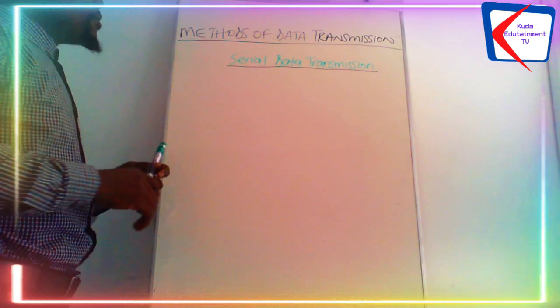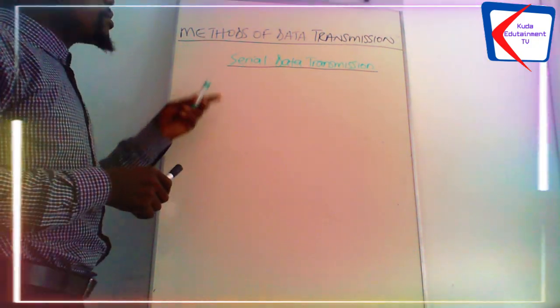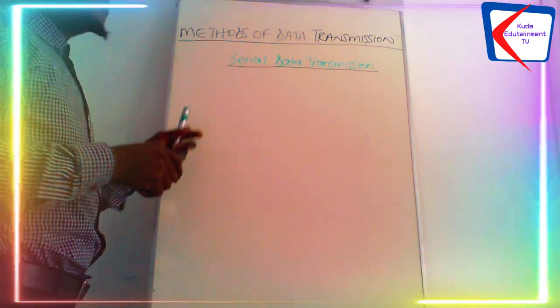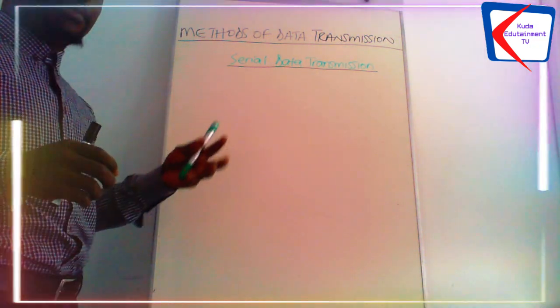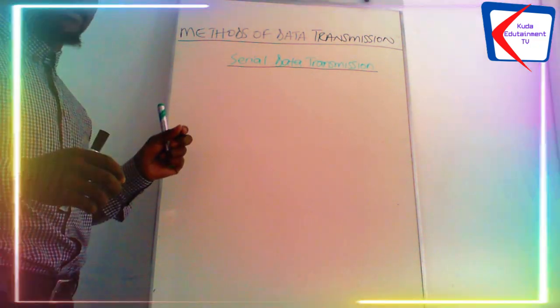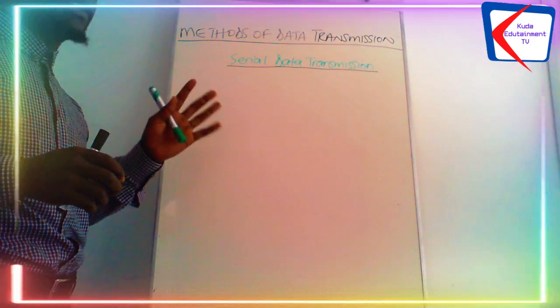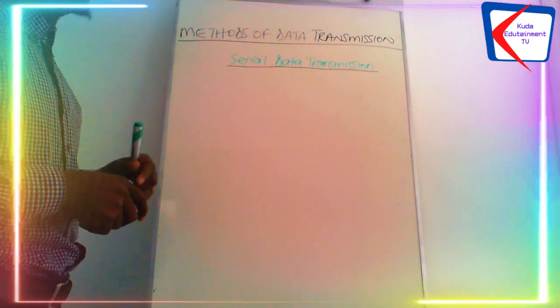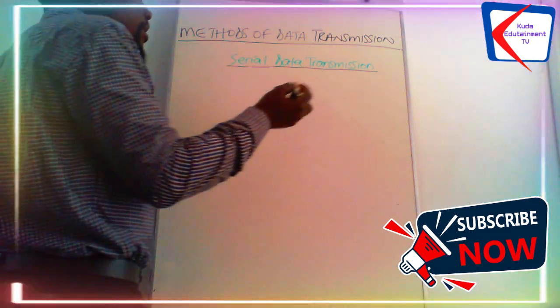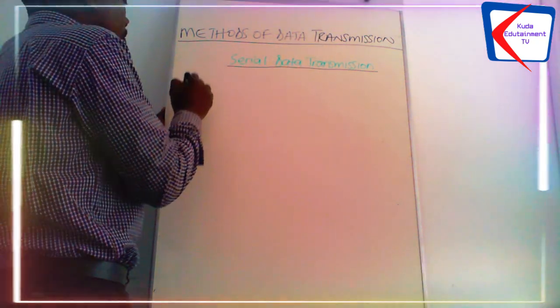Our first type of data transmission is called serial data transmission. With serial data transmission, data is sent 1 bit at a time along a single wire. So this is serial transmission. Let me represent that diagrammatically.